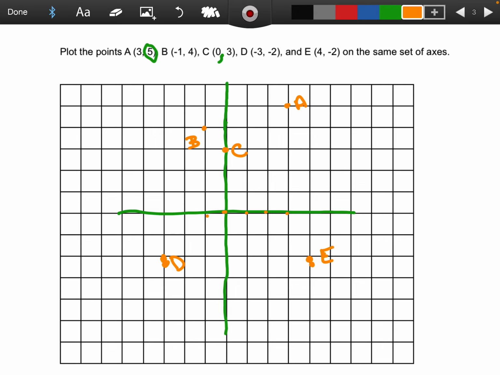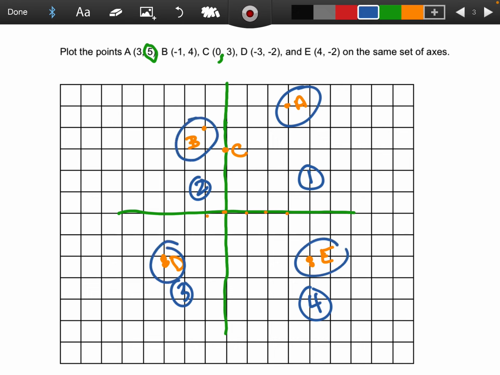And then you can indicate what quadrant those points are in. If we remember our quadrants, this is quadrant 1, 2, 3, and 4. So point A is in quadrant 1, point B is in quadrant 2, point D is in quadrant 3, point E is in quadrant 4, and C is a bit of a tricky one. It's not in quadrant 1, and it's not in quadrant 2 either. It sits right on the line in between the two. If you wanted to really get particular about it, you could say it's just on the y-axis, but that's about as much as you need to know.